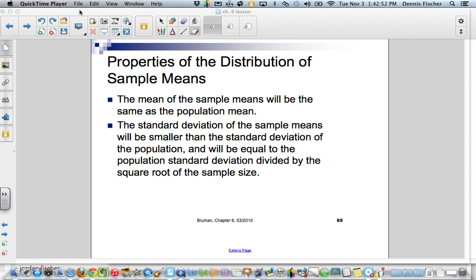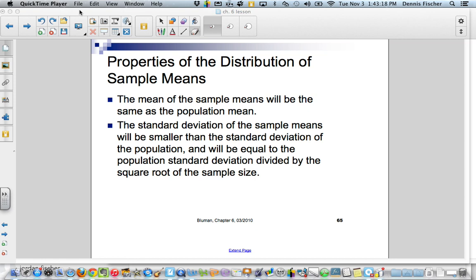The average is the same. But the standard deviation of the sample means will be smaller than the standard deviation of the population, and will be equal to the population standard deviation divided by the square root of the sample size. So in other words, as we're taking these samples, all the means will be the same. But with standard deviation, we're not going to be spread out anymore. Our groups are going to be small.